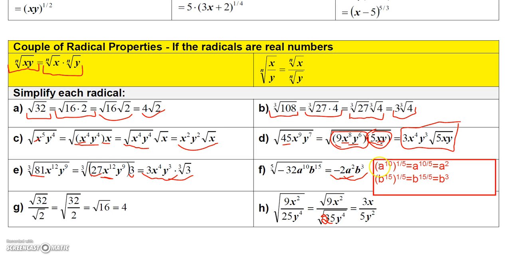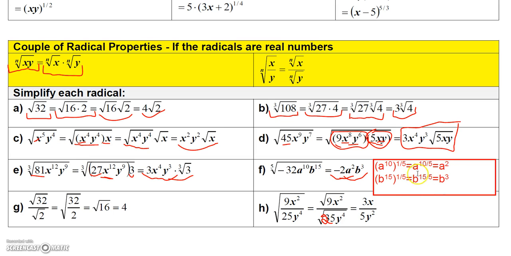Okay, so what you can do here, if you want to find the fifth root of a to the 10th, you can think of this as a to the 10th raised to the 1/5 power. And then remember, you multiply the exponents. So if you multiply 10 times a fifth, that would be 10 over 5. And so that's going to give me a to the 10/5, which is a squared. And then if you want to take the fifth root of b to the 15th, then raise b to the 15th to the 1/5 power, and then multiply exponents, and you get b to the 15 over 5, which is b cubed.